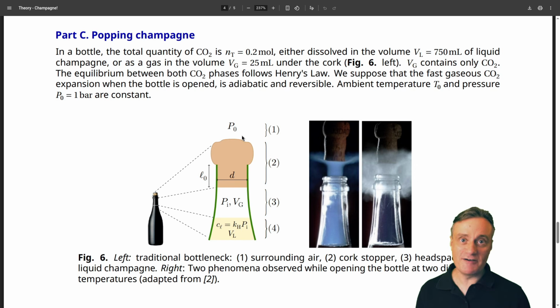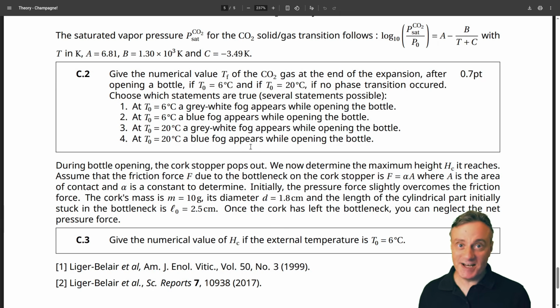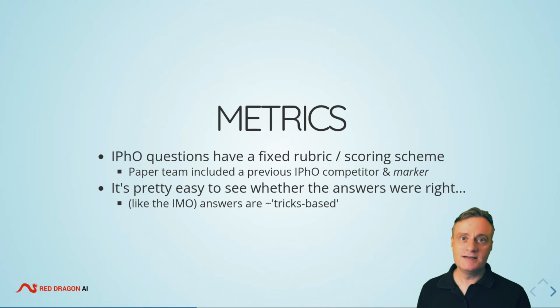And so the final flourish on the exam is working out how high a champagne cork will pop. Again, using high school physics, you can work out different circumstances that will appear at different temperatures when popping champagne. And the final part of this final question is how high the cork will pop in a fairly cold room. So what metrics do they use to mark this?